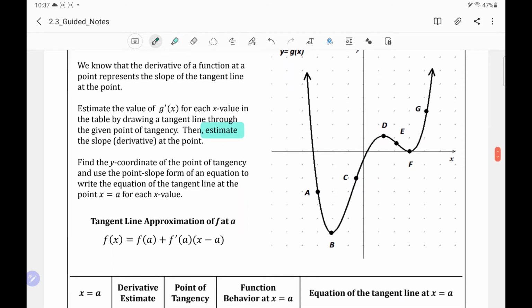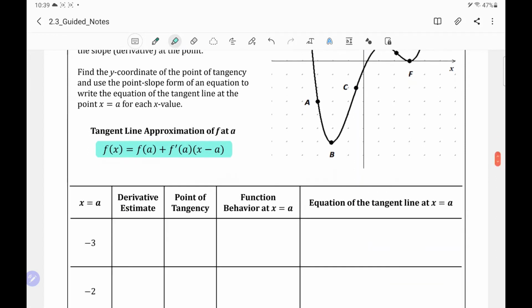Find the y-coordinate of the point of tangency and use the point-slope form of an equation to write the equation of the tangent line at the point x equals a for each x value. Okay, here is the formula for tangent line approximation of f at a. F of x equals f of a plus f prime of a, parentheses, x minus a. It might not look like it, but this is actually basically going to be the same thing that we did with point slope form. It just looks slightly different.